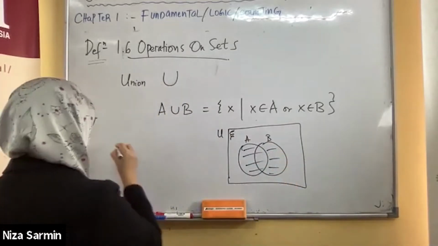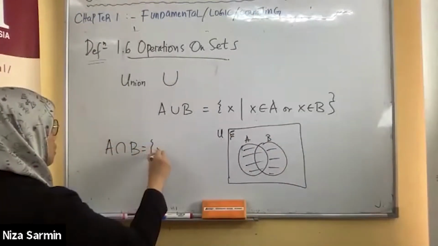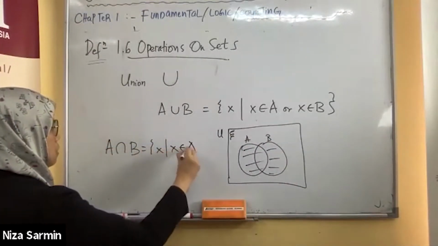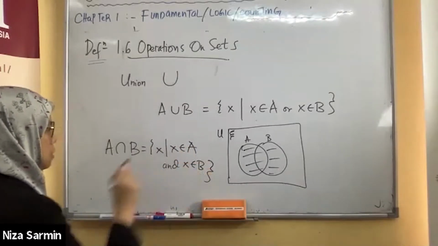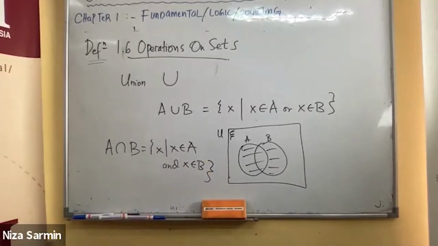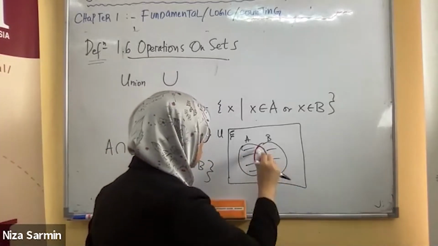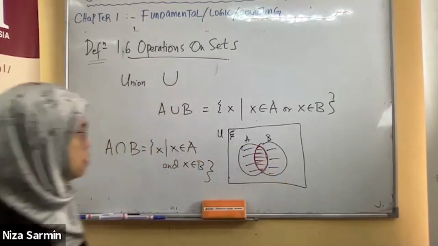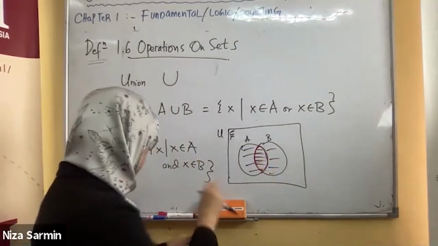And we also have the intersection, right? X in A and X in B. So the intersection will be this, in both, right? If it's union, it's in either one, right? Okay.